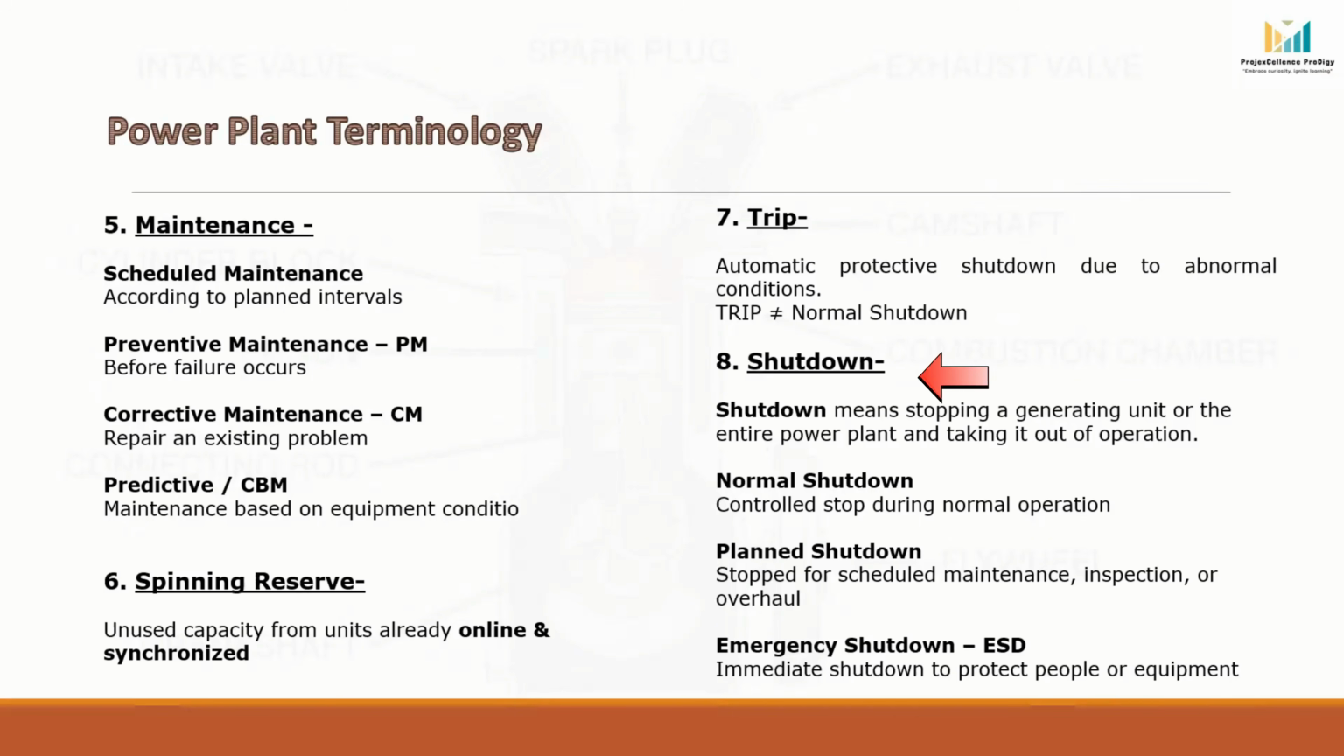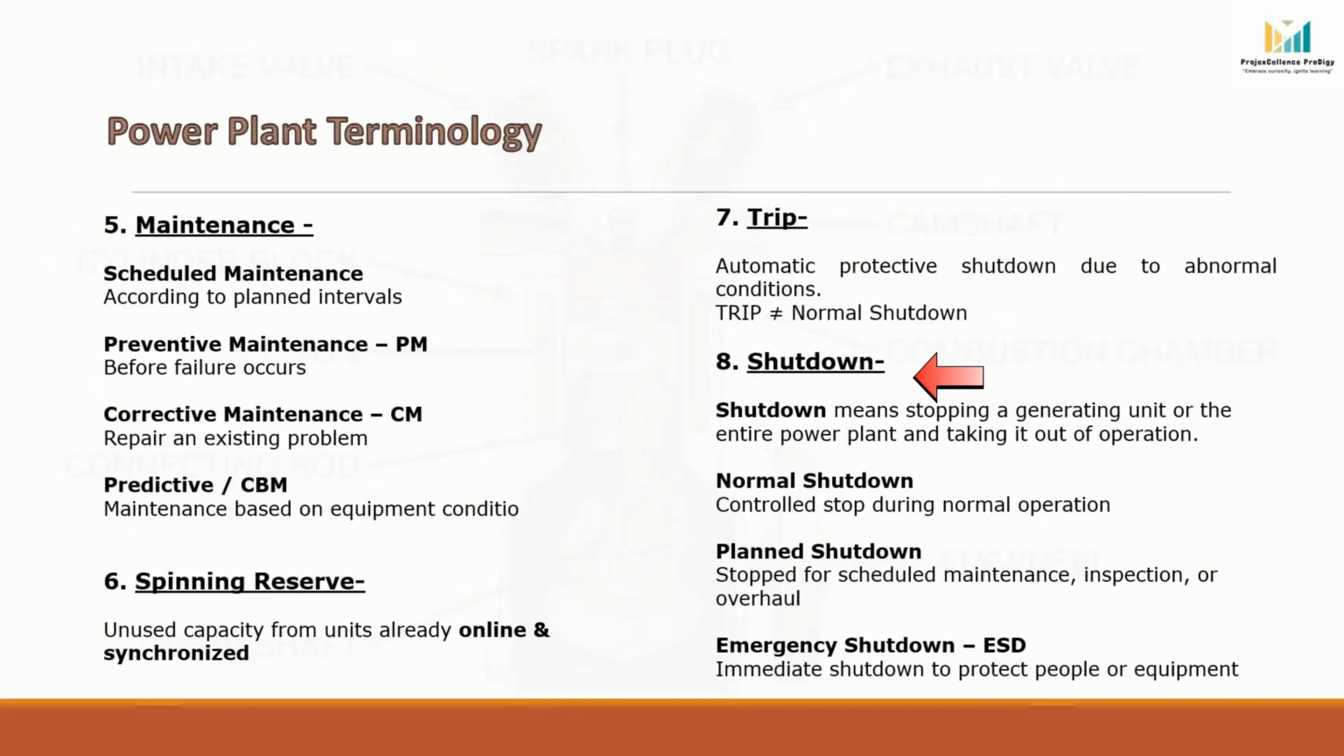Second is planned shutdown. A planned shutdown is when we intentionally stop a generating unit because some work has been planned in advance. For example, one of our 9-megawatt gensets is due for a scheduled overhaul. So we arrange the required manpower, spare parts, tools and maintenance schedule. Then the engine is shut down and handed over for maintenance. This period, when the unit remains unavailable because of this work, may be recorded as a planned outage.